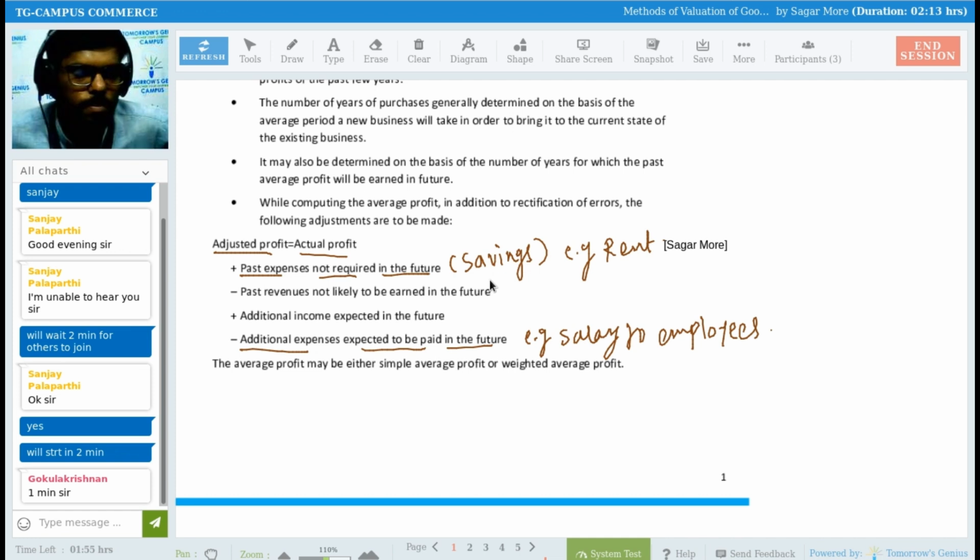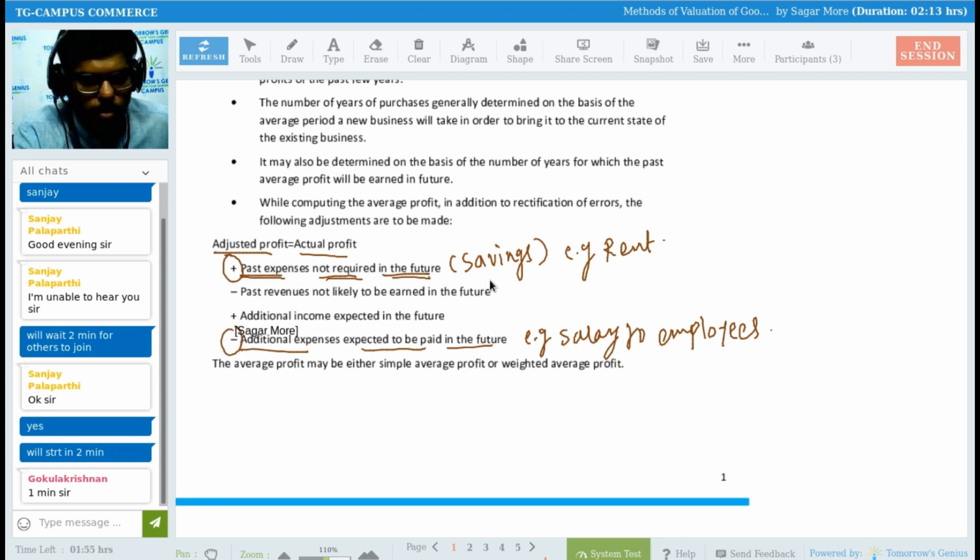I give you the example of rent. Rent is no longer payable. Last year you were doing your business from rental premises, but now you're thinking of having your own land, I can say your own building, for running the business. So there is no need to pay that rent in future. That is nothing but past expenses not required in future, right? So that we have to add. And what we have to subtract? Additional expenses expected to be paid in future, for example, salary to the employees, right?